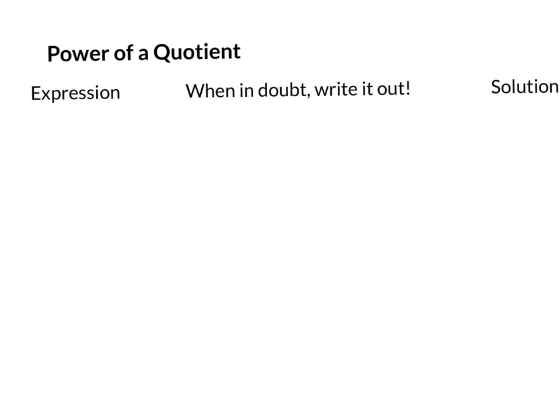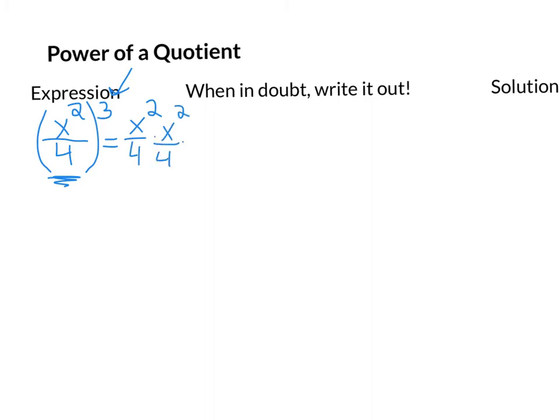Okay, here is the last property of exponents, power of a quotient. So this looks like x squared over 4. There's my quotient that I'm raising to a power. The power on the outside tells you how many times to write what is inside parentheses. So that would be x squared over 4 times x squared over 4 times x squared over 4.